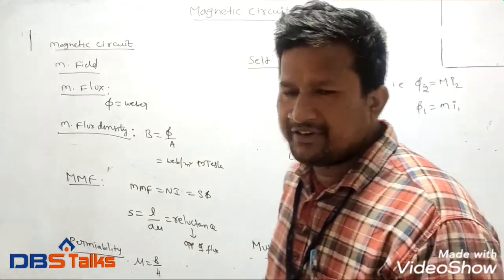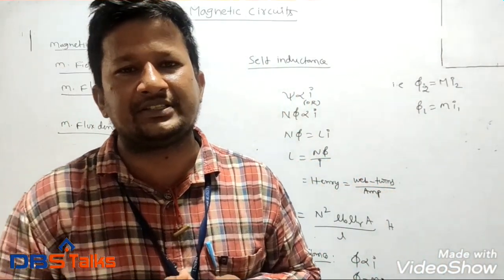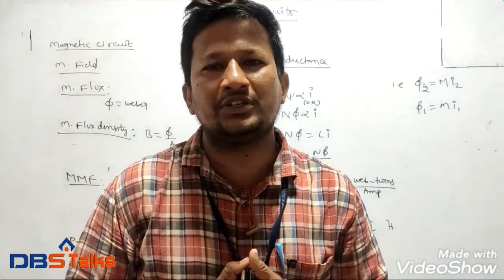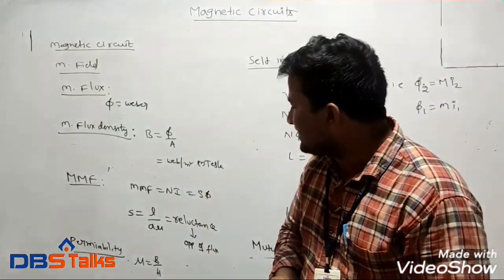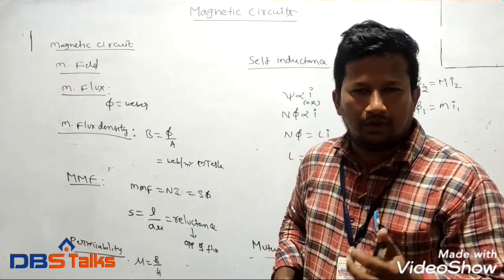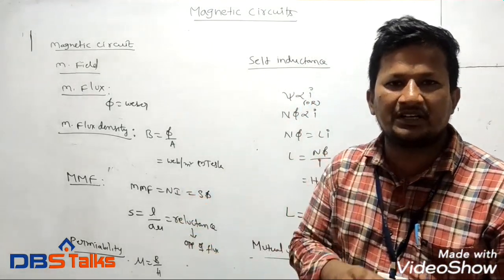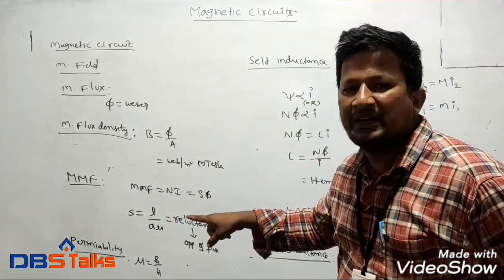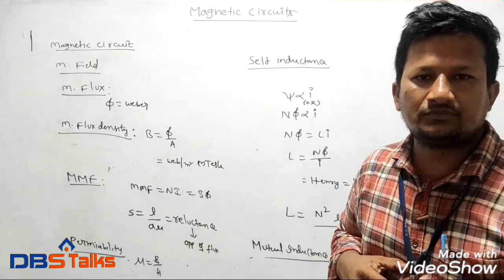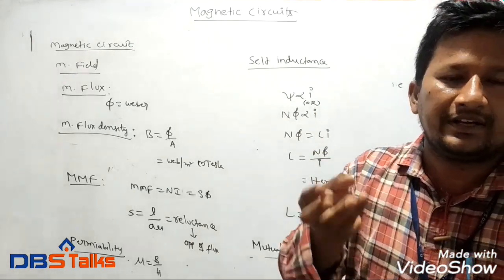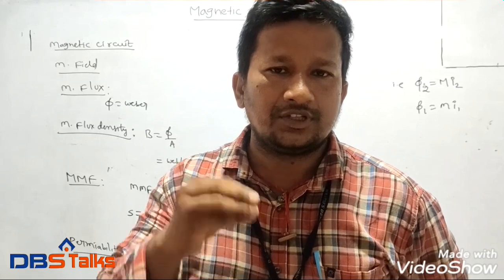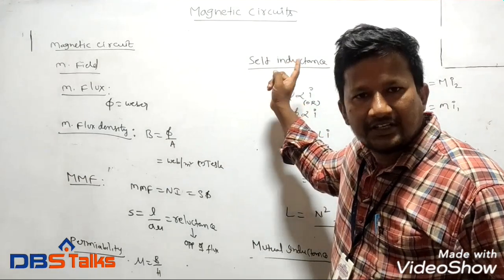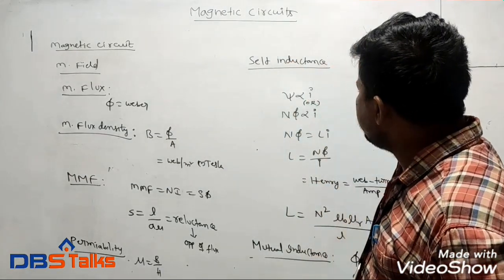Generally, whenever we are giving an alternating voltage to a circuit, the alternating current flowing through the circuit produces an MMF. That is, flux will be produced with the help of the MMF. Now that flux will be linking with the secondary coil. Then in the secondary coil an EMF will be induced. That EMF is called self-inductance.